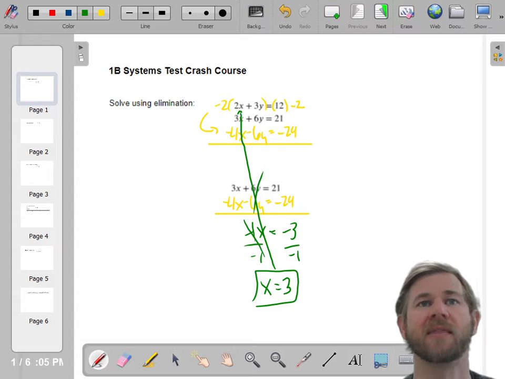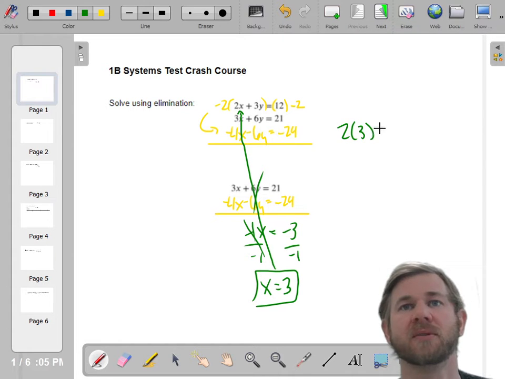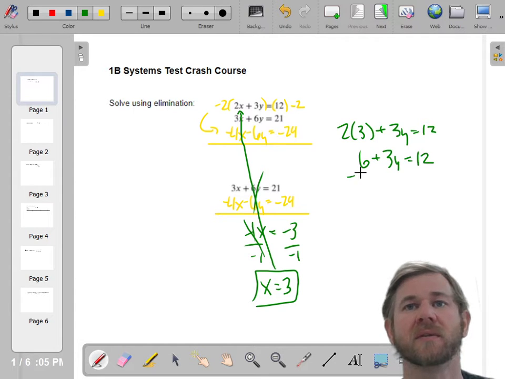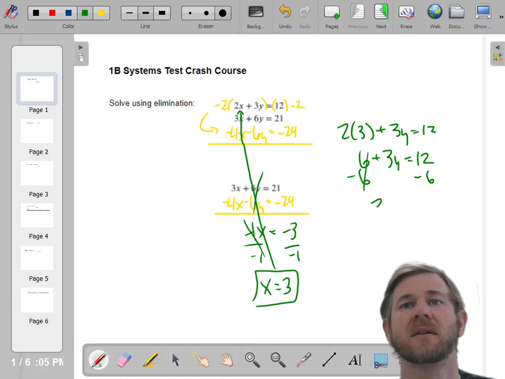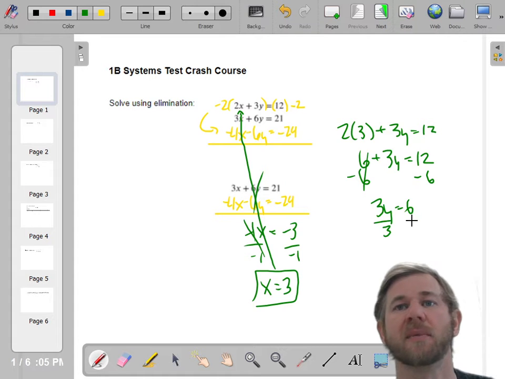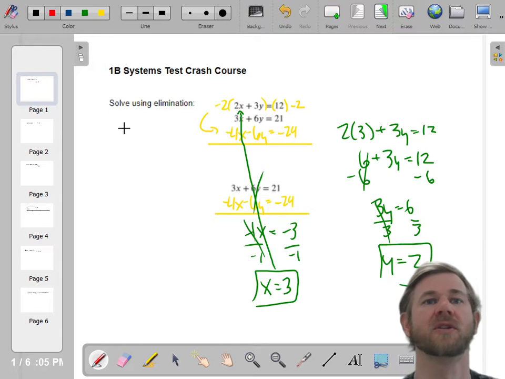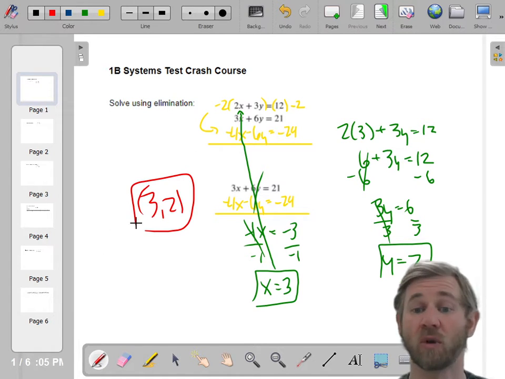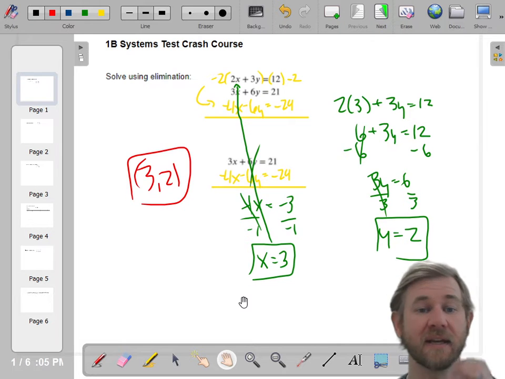I'm going to plug it in right there. So 2 times 3 plus 3y equals 12. 6 plus 3y equals 12. Subtract 6. 6 divided by 3, y equals 2. So our solution would be 3, comma 2. Okay, that's an ordered pair. That's where they intersect if you were to graph them both at 3, comma 2.